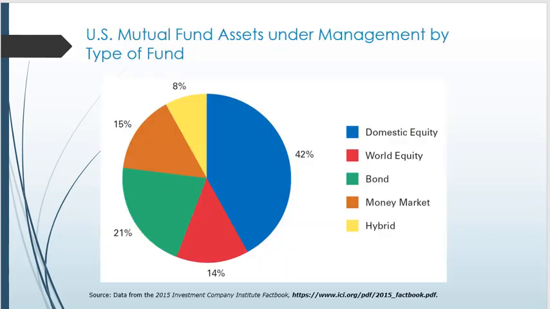On domestic equity, about 42% of the assets under management here are what we refer to as domestic equity. We also have hybrids, combinations, if you will, of different kinds of mutual funds. So this is just a spectrum of how the world of mutual funds breaks down by thinking about strategy and the things that they invest in.